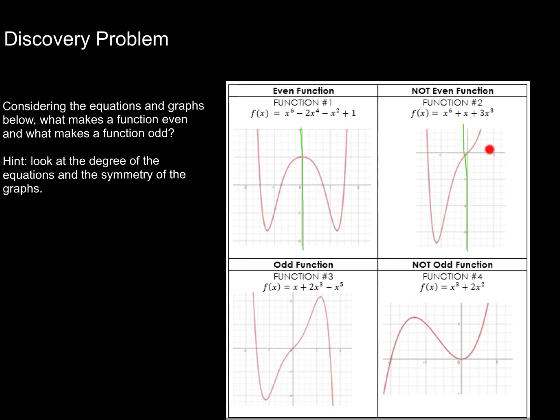If you put in a positive value for x, you're going to get a positive value back. But if you put in a negative value, you're going to get a negative value back. And so clearly, the values to the right and left of the y-axis are not going to be the same.